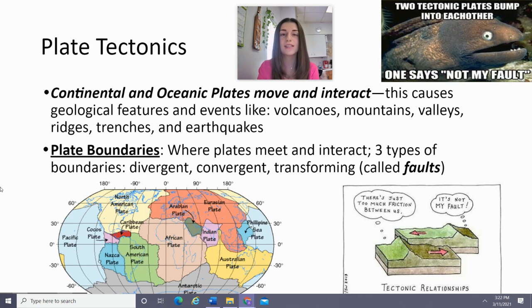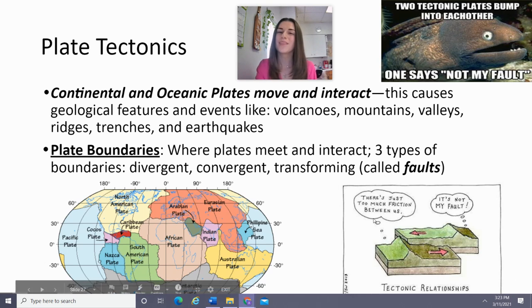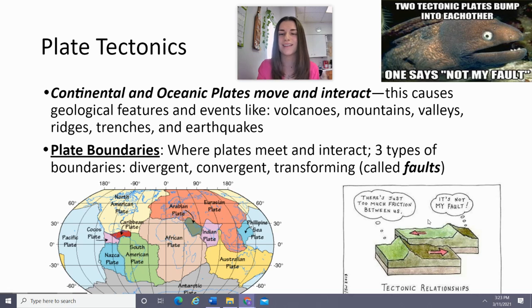There are divergent boundaries, convergent boundaries, and transform boundaries, also called faults, which will make this joke that I'm about to tell a lot better. So we have a little fishy here that says, two tectonic plates bumped into each other. One says, not my fault. Get it? Because transform boundaries are called faults. It's funny. Trust me. Then this one down here says, there's just too much friction between us. And then the other plate says, it's not my fault. Get it again? Because fault. You'll get it in a minute.